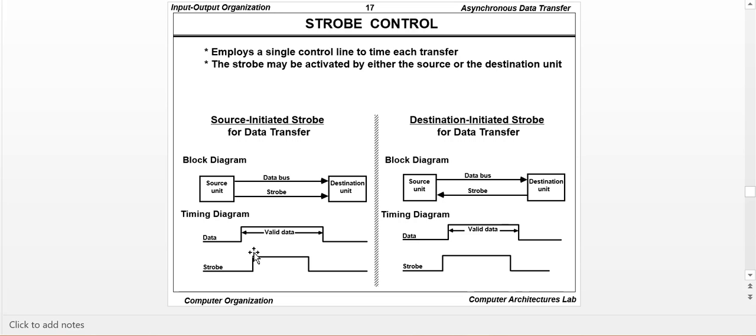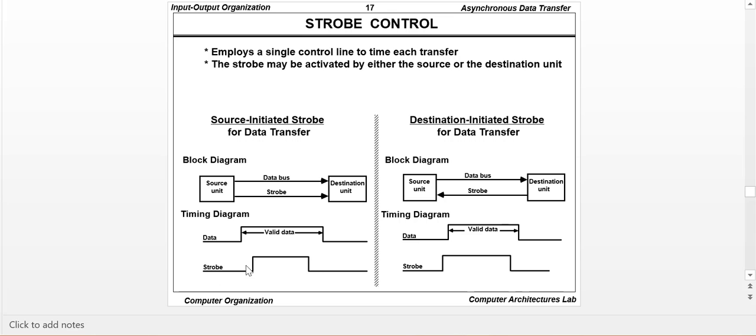saying that valid data is present in the data bus. Then the destination unit will transfer the data into its register during the falling edge. We know that in a timing diagram, going from 0 to 1 is called a rising edge, and from 1 to 0 is called a falling edge. So this is the rising edge and this is the falling edge.